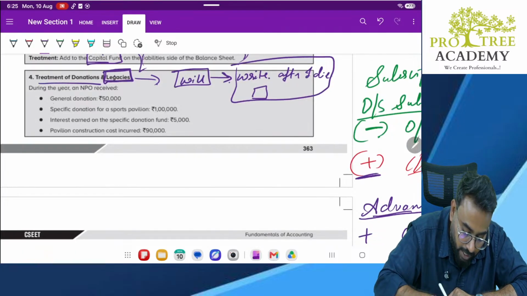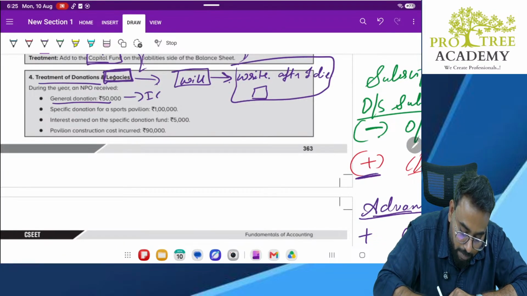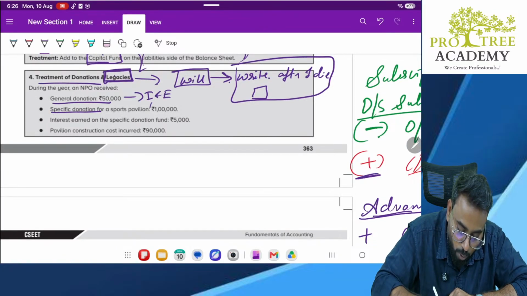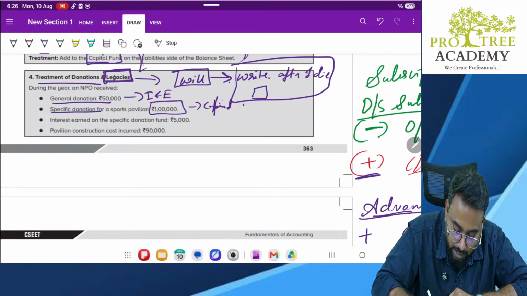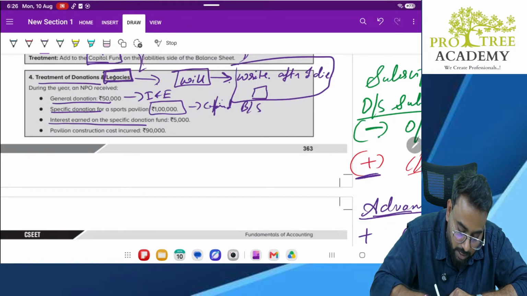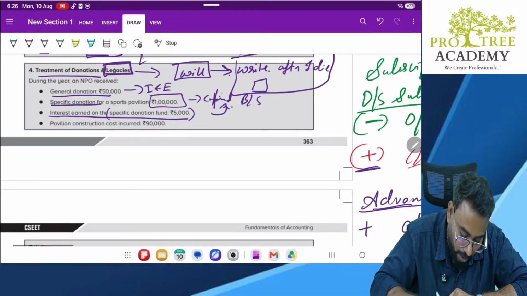Clear? If it is a general donation, it will go to income and expenditure. If it is a specific donation, it will go to the capital account, or it will create a fund separately under the balance sheet. Any interest earned on a specific donation will be added to the capital only.